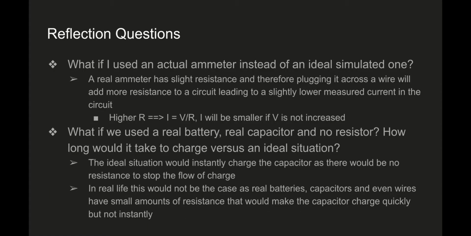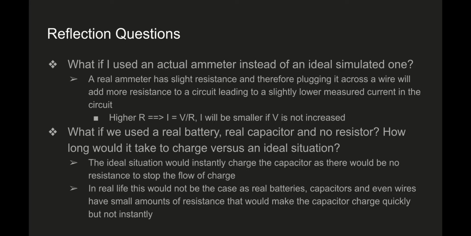So my final reflection questions: if I had used an actual ammeter instead of an ideal simulated one, a real ammeter has slight resistance, and therefore plugging it in across the wire would add resistance, and therefore the measured current would be slightly lower than the simulation.